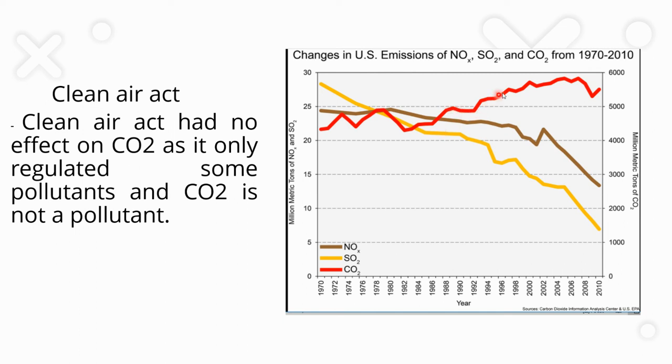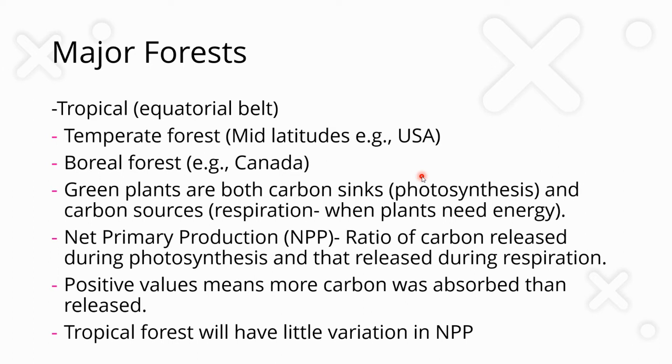The reason is that carbon dioxide was not a concern for the Clean Air Act. The Clean Air Act had no effect on carbon dioxide as it only regulated certain pollutants, and carbon dioxide is not a pollutant. It worked to reduce pollutants, and sulfur dioxide and nitrogen oxide were regarded as pollutants at that time. That's why we could see the impact on those pollutants decreasing, not carbon dioxide. This question will be asked in one of your labs.